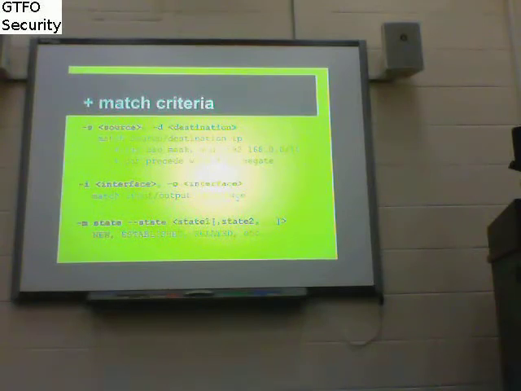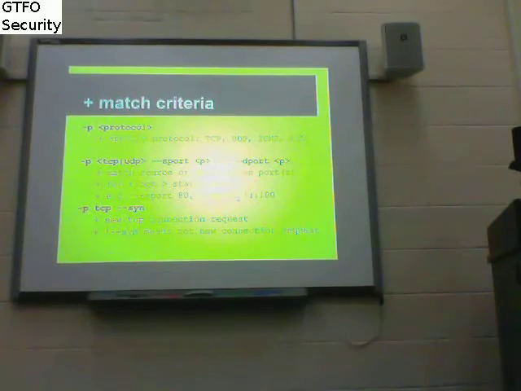Okay, then there's the dash m tag, which stands for matching. So in this case, we're looking at the state of the packet, and we're going to say if this packet coming in matches one of these states, whether it's a new state, established state, or related state, we're going to follow these rules. So again, there's further match criteria. You can match on the protocol. So if we want to only filter out TCP data, we'll use dash p tcp. Or if you want UDP or ICMP, you can filter that way.